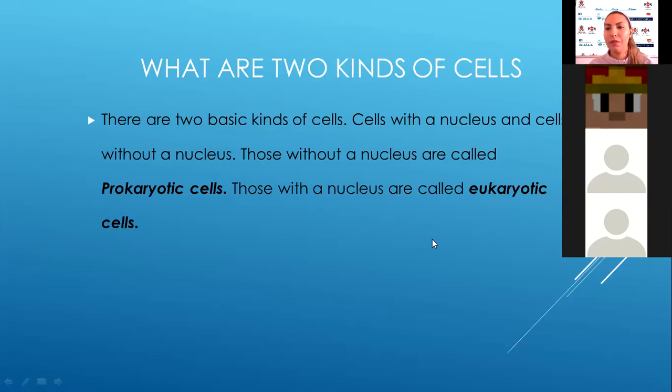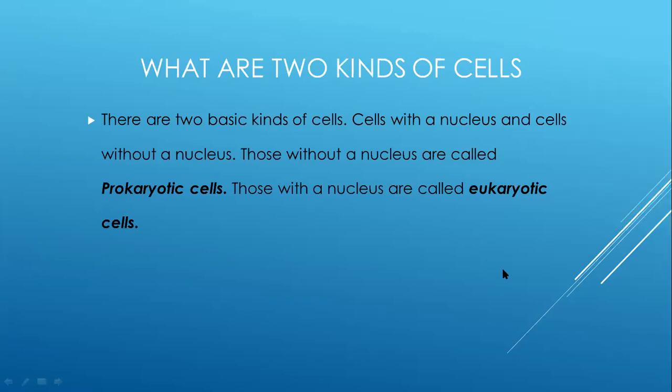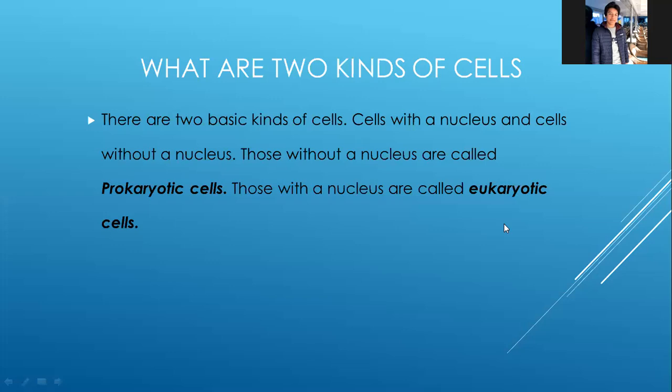There are two basic kinds of cells. Cells with a nucleus and cells without a nucleus. Those without a nucleus are called prokaryotic cells. Those with a nucleus are called eukaryotic cells. So what's the difference between prokaryotic cells and eukaryotic cells again? Prokaryotic cells are without a nucleus, but eukaryotic cells have a nucleus.